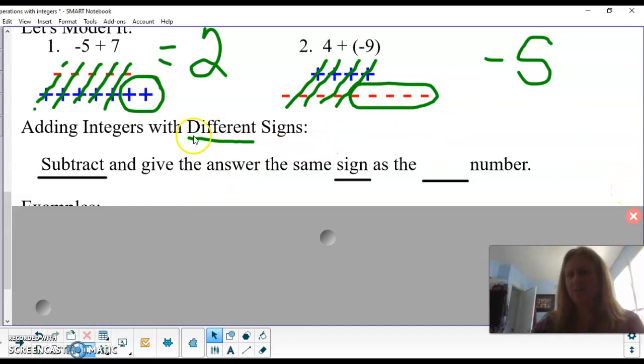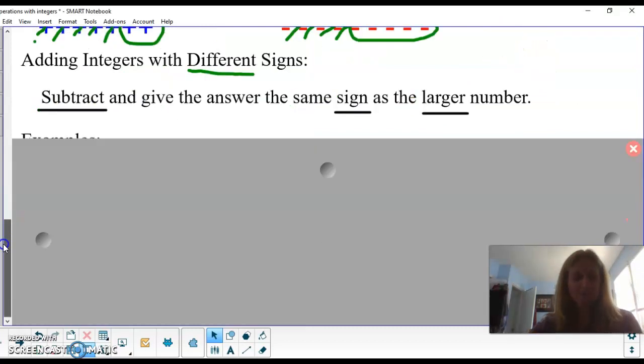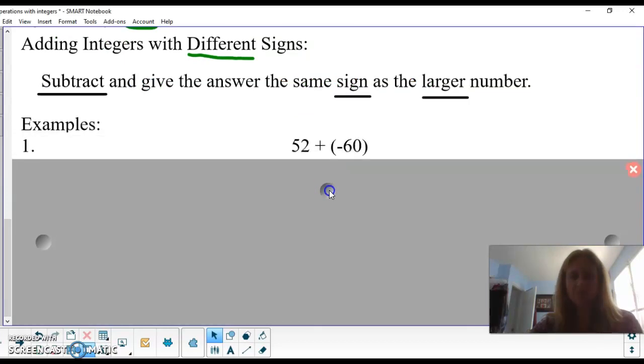So how do we figure out if this one's positive, this one's negative? Well, what's larger here? 7. 7's positive, the answer's positive. Which is larger here? 9. 9 is negative, the answer's negative. So it's the same sign as the larger number. That's it. So I'm going to try some examples, and then you'll have to solve some examples.